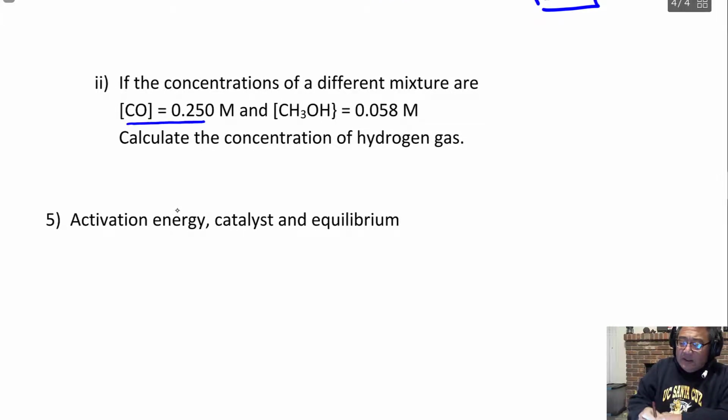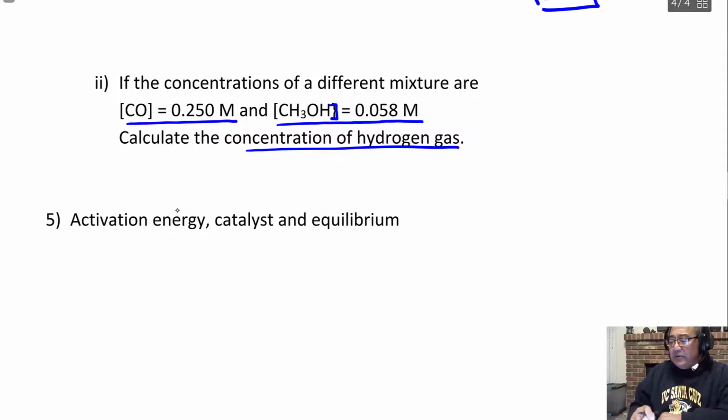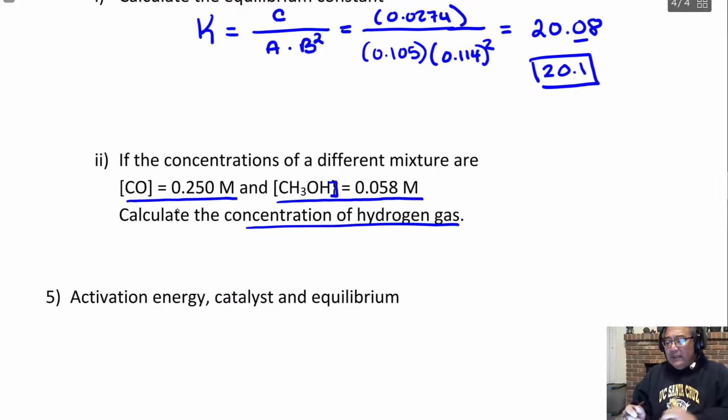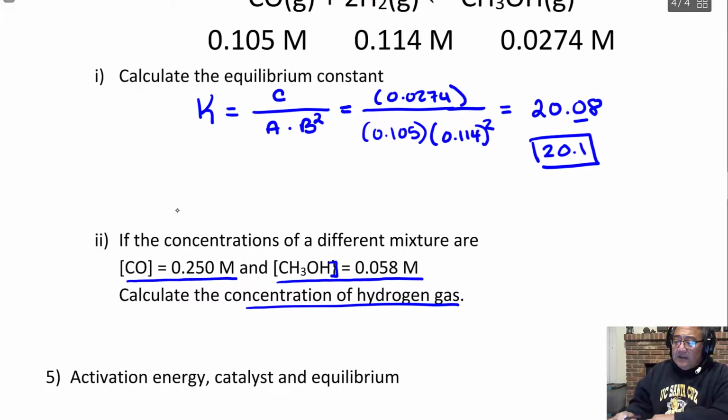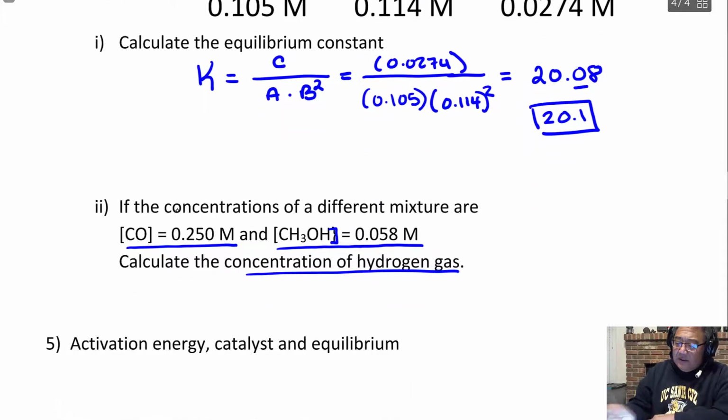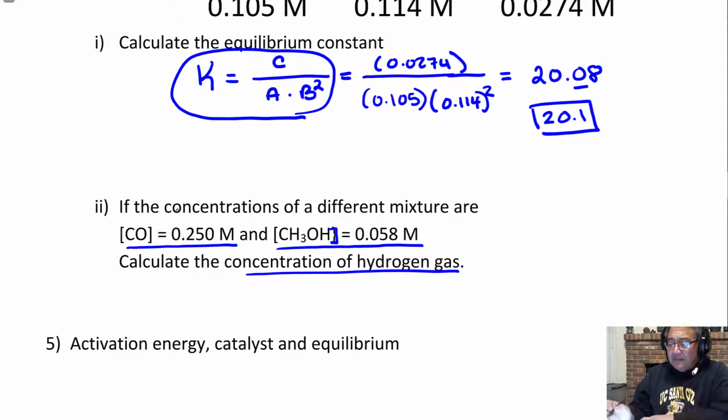Okay. Now let's say we have concentrations for carbon monoxide and concentrations for methanol. But we want to calculate the concentration of hydrogen gas in an equilibrium mixture. This calculation turns out to be somewhat more difficult because you have to rearrange the equation. I'm still using this same equation. It doesn't change just because you change the numbers. It's always going to be the same.